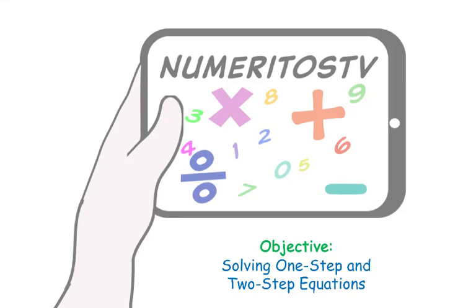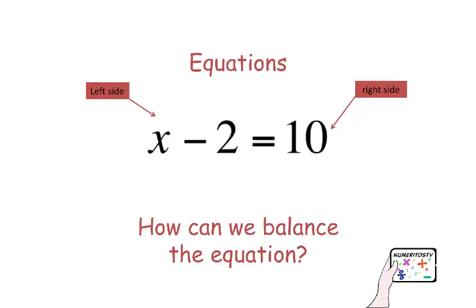The objective today is solving one-step and two-step equations. An equation is a mathematical expression that involves an equal sign. An equation has a left side, and that left side is from the equal sign. So if you draw a line through that equal sign, that will be the left side of the equation, x minus 2, and the right side of the equation, we have a 10.